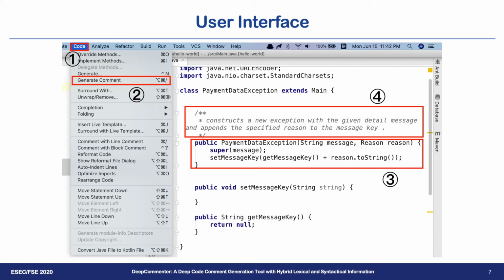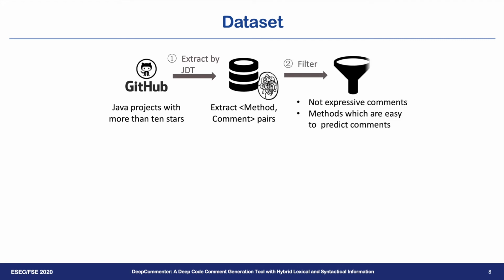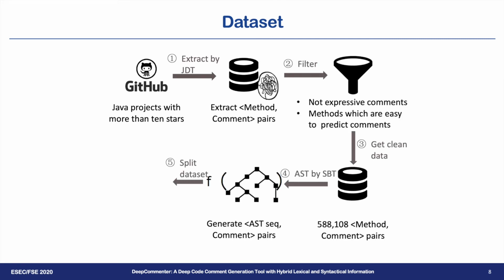In the following part, I will introduce our experiment and the results. We obtained the Java projects with more than 10 stars in recent years from GitHub. Then we did the following steps to get the dataset. First, we extracted the methods and the corresponding comments using JDT. Then we excluded the methods whose comments are easy to predict, such as constructors and test cases. In the end, we had about 600,000 pairs left in our dataset.